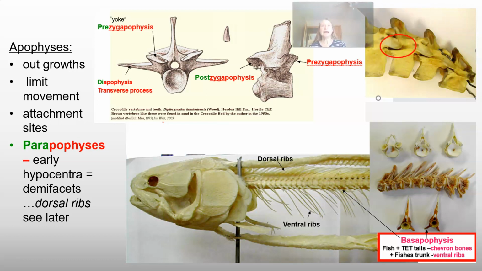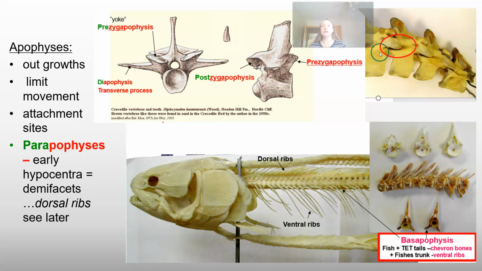All right, so now we can talk about these. Again, these apophyses or outgrowths do help to limit movement. They're also important for attachment sites of muscles and ligaments. Again, parapophyses are early on the hypocentra and the demifacets for the dorsal ribs. One of the things we're going to really think about, though, is the pre and post zygapophyses, and that's these parts here. Here and here. So here's a pre and here's a post.